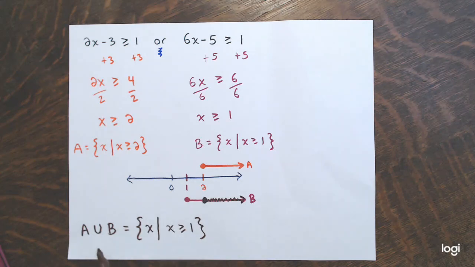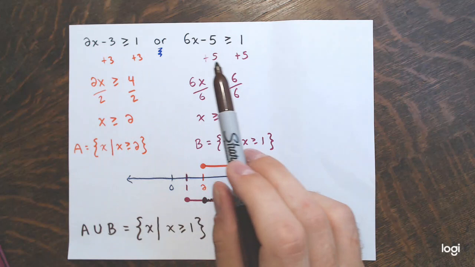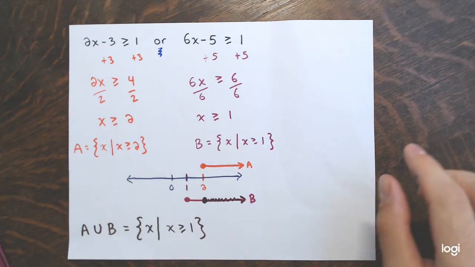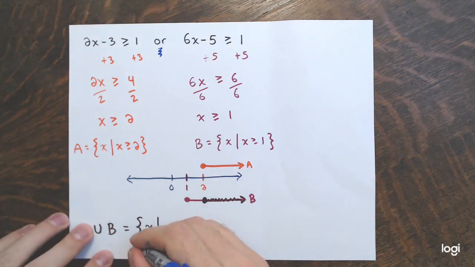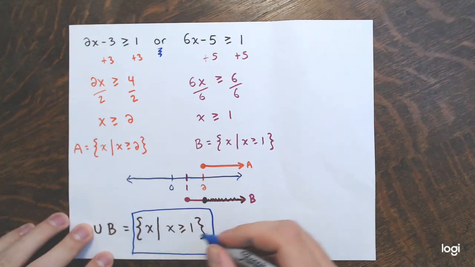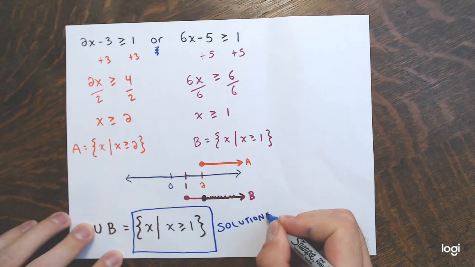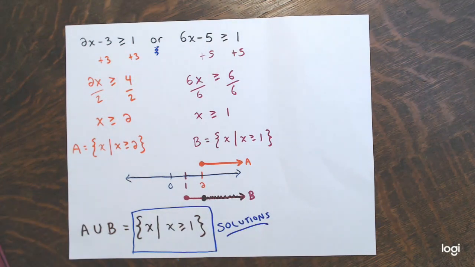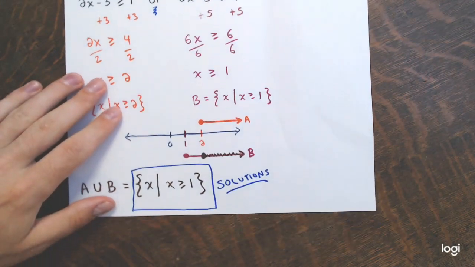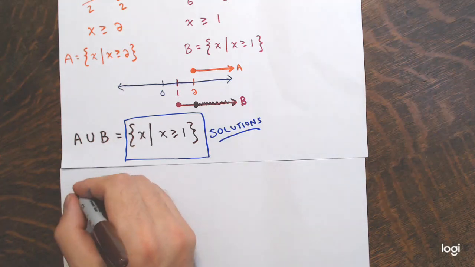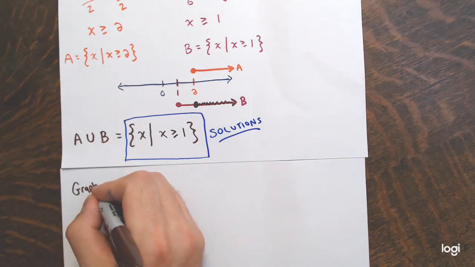So the numbers in the union, the solutions of this compound inequality, are simply all the numbers greater than or equal to 1. And I'll again put that in a little box here. Here are the solutions described in that set builder notation. Alright, and then just like with the others, put a graph. And we'll do a graph, a picture of these solutions.